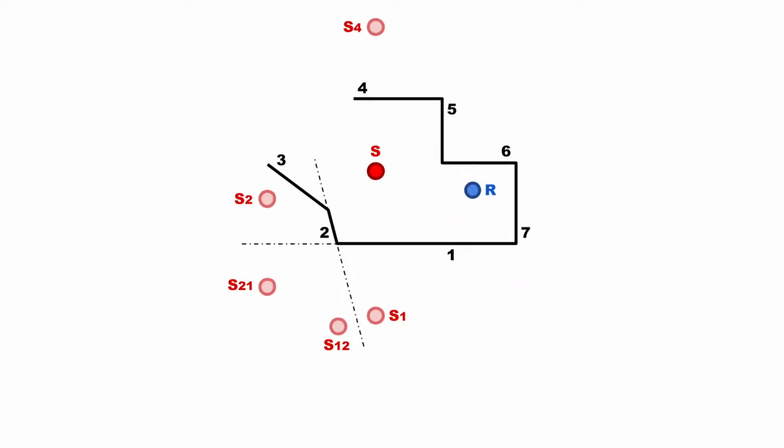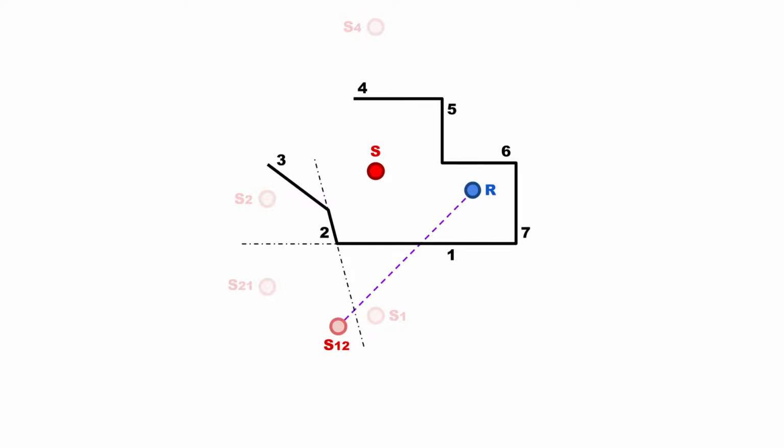In this example, let's look at which sources are visible. For starters, the original source is visible from the receiver, meaning we have a contribution of direct sound. For image source S1, we will emit a ray from the receiver and it should hit surface 1. It indeed does, and it arrives back to the source, making it a visible source.